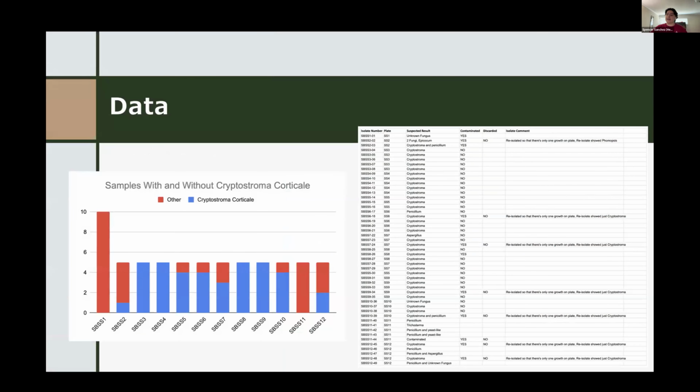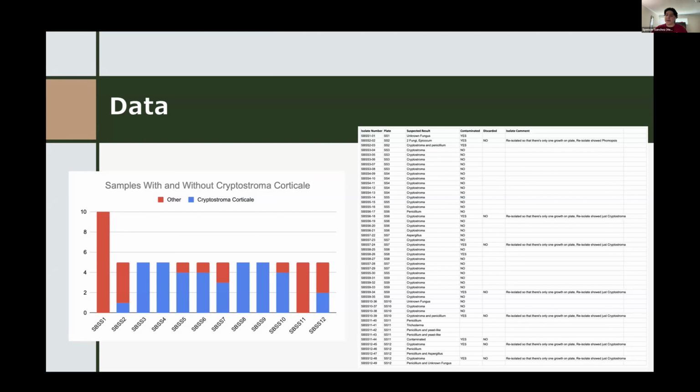And then here's the data that was collected as plates were made, and they were visually categorized depending on what was seen growing. So in the bar graph to the left, we can see each sample. There were 12 samples in total that we were able to collect from the trees that were found. And from those 12 samples, we see how many visually were showing to be Cryptostroma corticale and how many were something else, which could be something such as Penicillium, Epicoccum, Phomopsis, Aspergillus, or any other unknown fungi or yeast that just didn't look like Cryptostroma.